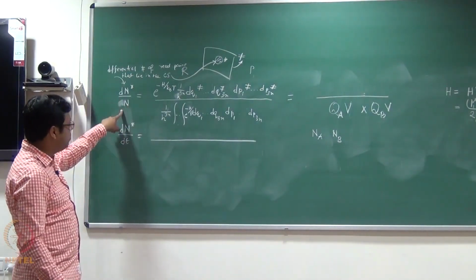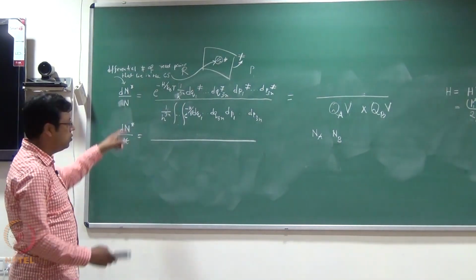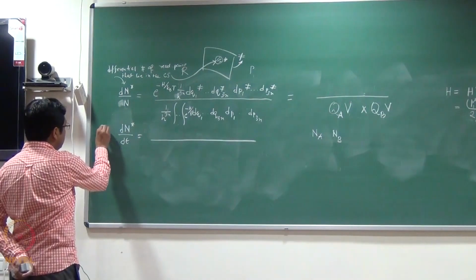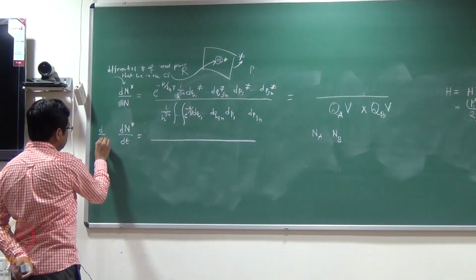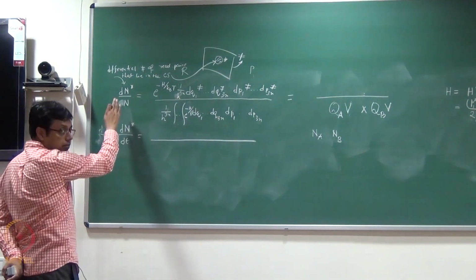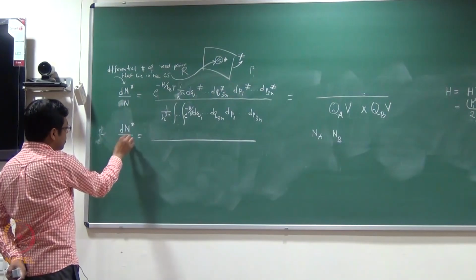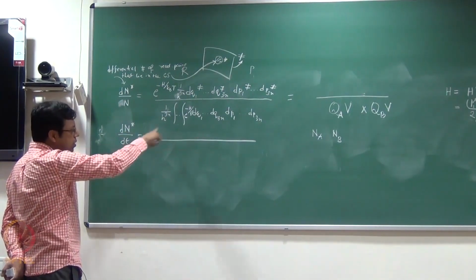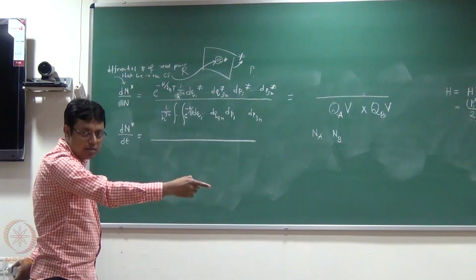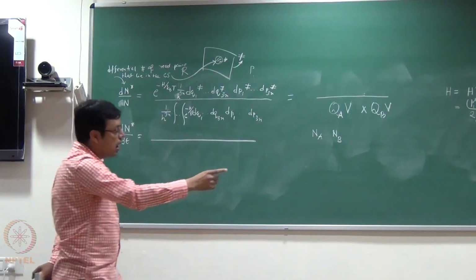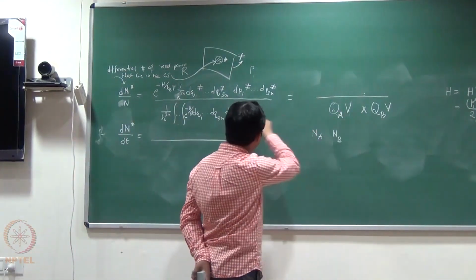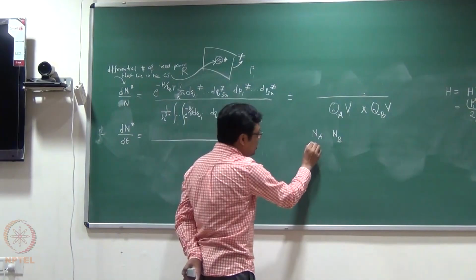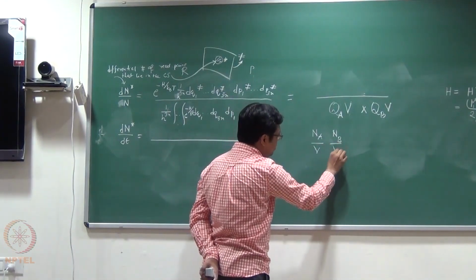I'm taking the time derivative of the entire thing. So the next step is d dt of this entire thing. That will give me the 1 over N that I'm taking there. And already I said that it is reactant pairs, Na times Nb, and I had two V's in the denominator. So I can just divide this by V, this divided by V.